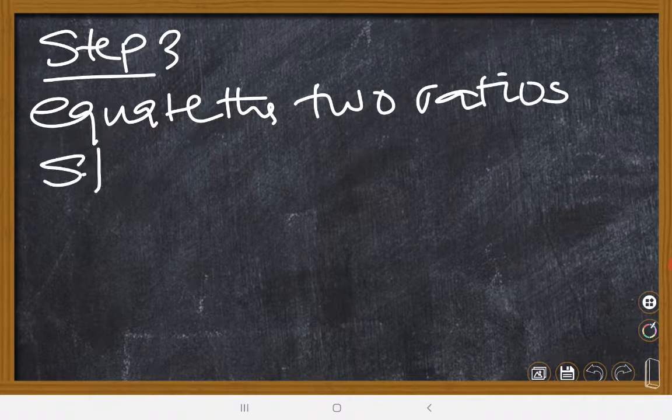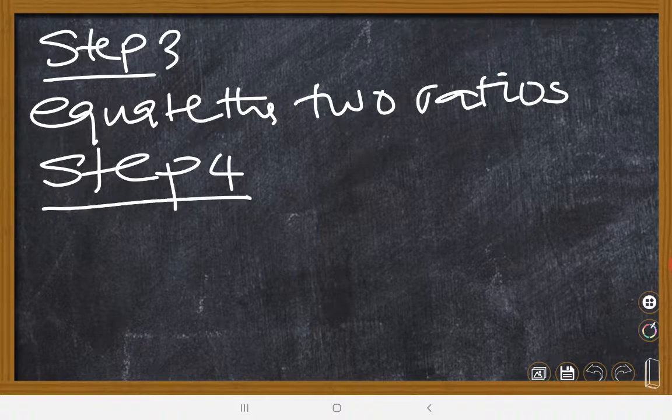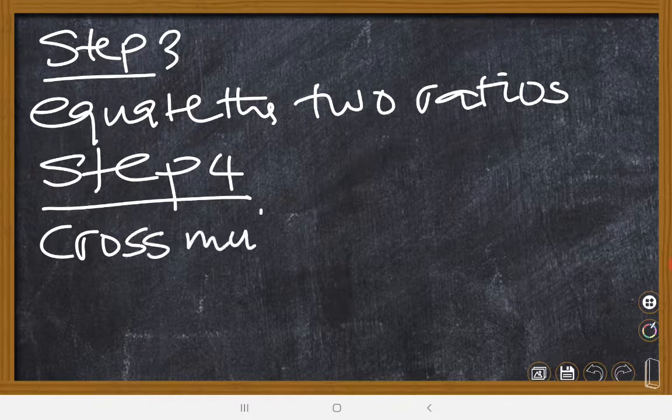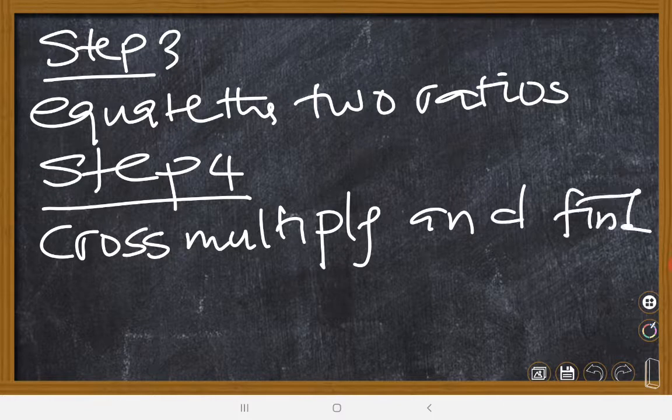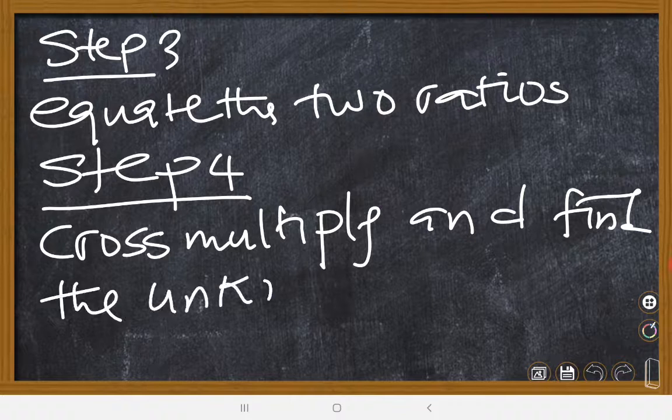Now after equating the two ratios, of course you have an unknown, right? So whenever you have an unknown, it calls for solving the equation. So step 4 is to cross multiply and find the unknown. Okay, so those are the steps of solving problems in scale drawing. Remember the formula: scale factor equals drawing length all over actual length.